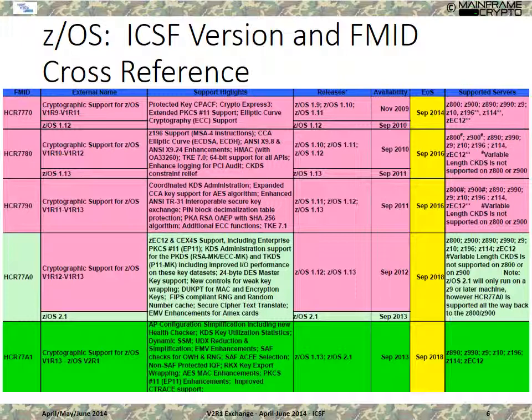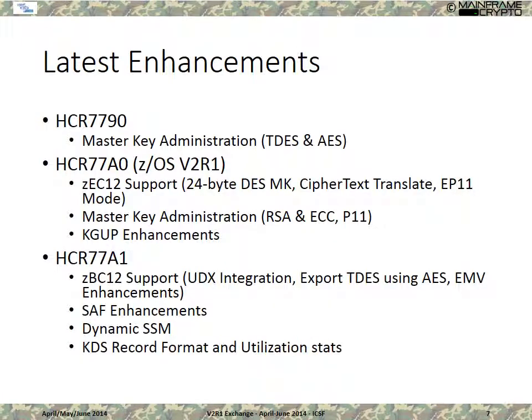Let's go to slide 7. I just want to summarize some of the latest enhancements in ICSF and the capabilities there. HCR 7790, if you remember from the previous page, was kind of an intermediate version of ICSF. The big enhancement that came with 7790 was something called master key administration. And as far as I'm concerned, this is a very significant improvement in ICSF.